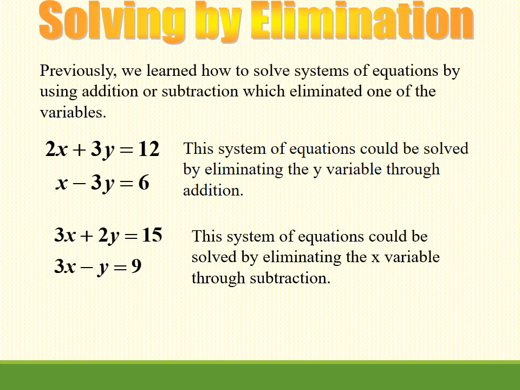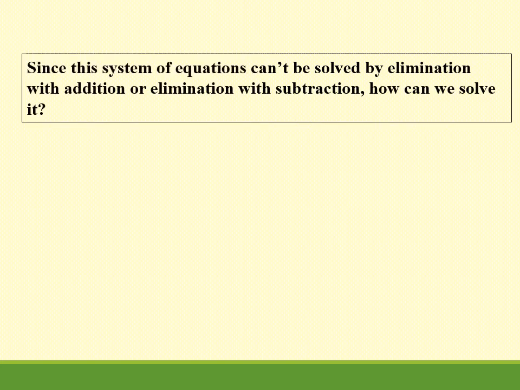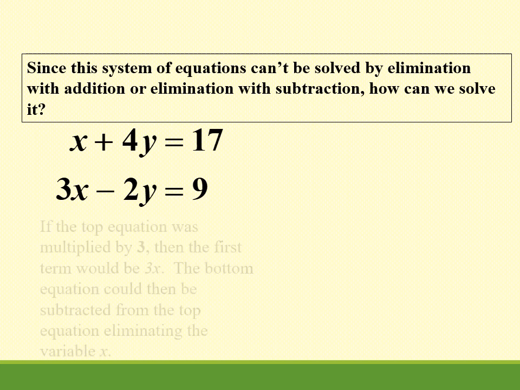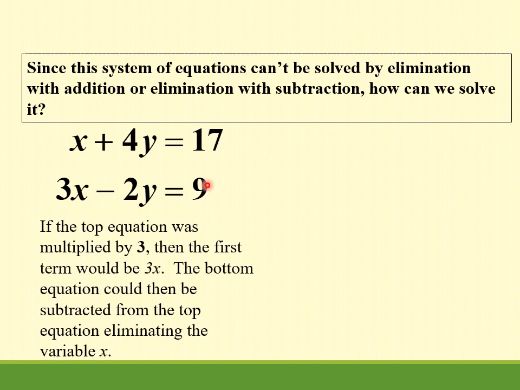So previously we learned how to solve a system of equations by using addition or subtraction, which eliminates one of the variables. We need to eliminate one of the variables so that we only remain with one variable, and it will be very easy to solve for one variable. That's the reason for doing that. So since this system of equations cannot be solved by elimination with addition or elimination with subtraction, how can we solve it? Here there's no way that we can do the addition or subtraction, because the coefficients are not close to each other.